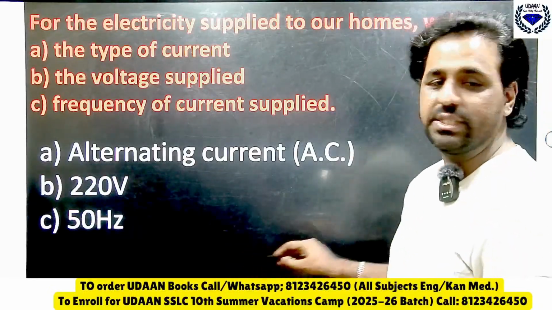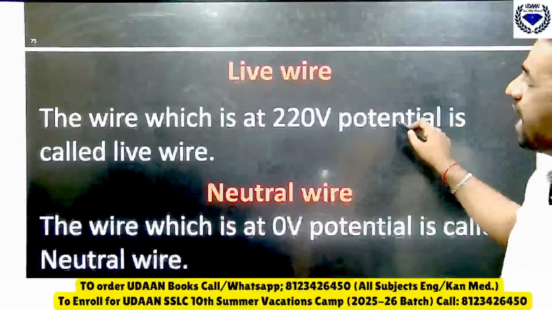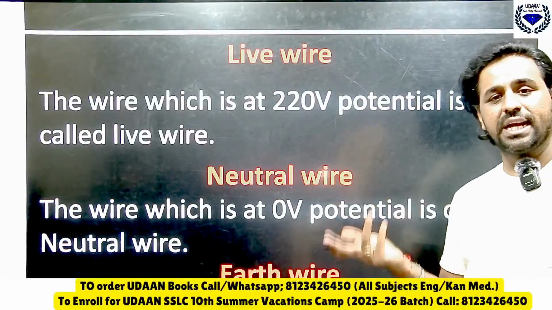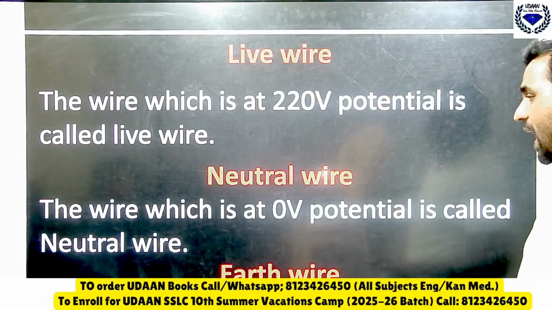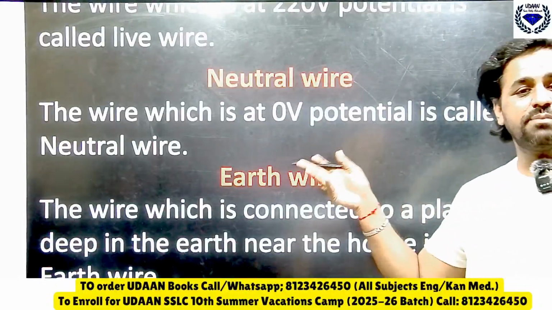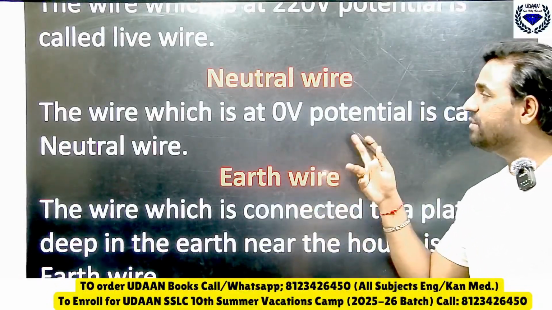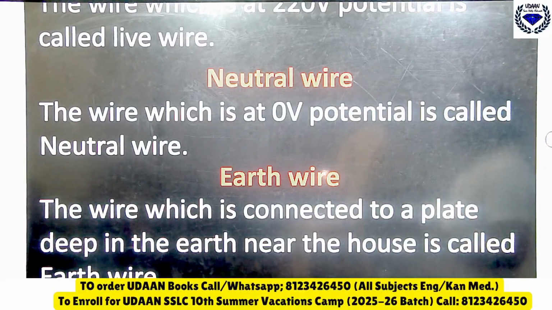Okay, domestic current. Then the live wire is red in color. The wire which is at 220 volt potential is called the live wire. Then the neutral wire is black in color. The wire which is at 0 volt potential is called the neutral wire.